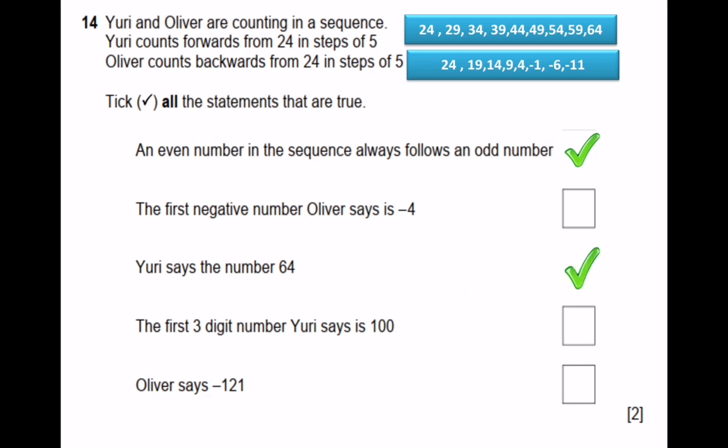The first 3-digit number Yuri says is 100. Okay, let us think about this. The first 3-digit number Yuri says will be 100? All the numbers in the sequence are ending with 4 or 9. So no, it will not be correct. Oliver says -121. Yes, because we already have in the sequence -1, -6, and -11. So yes, eventually we will reach -121.